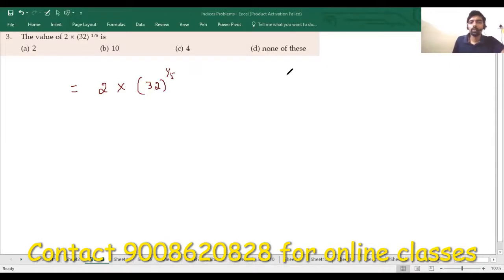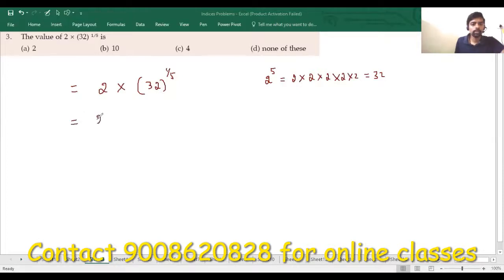Guys, this 32 can be written as 2 to the power 5, correct? What do you mean by 2 to the power 5? 2 into 2 into 2 into 2, correct? You should multiply 2 five times. 1, 2, 3, 4, 5. If you do that, you will get 32, correct? So 2 into 2, 4, 4 into 2, 8, 8 into 2, 16, 16 into 2 is 32. So now 32 can be written as 2 to the power 5.